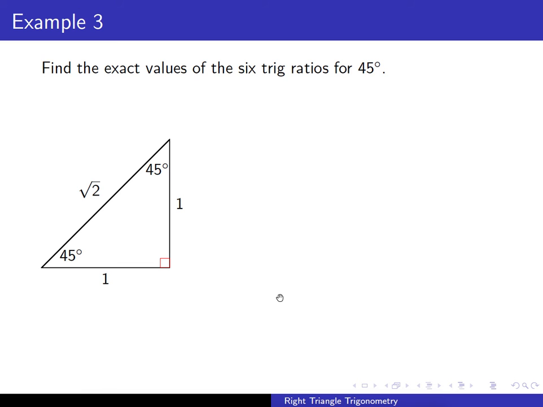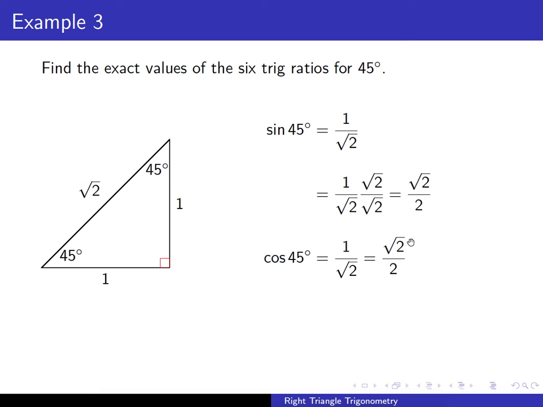So example 3, we're going to find the exact values of the 6 trig ratios for 45 degrees. Again, we have opposite is 1, hypotenuse is square root of 2, and adjacent is 1. So first up, the sine of 45 degrees, we have 1 opposite over square root of 2 hypotenuse. And because we have a square root of 2 in our denominator, we have to rationalize it by multiplying the top and bottom by the square root of 2. And when we do that, across the numerator, we get 1 times the square root of 2 is square root of 2. And the denominator, square root of 2 times square root of 2, is square root of 4, which is 2. So no more square roots in denominators.